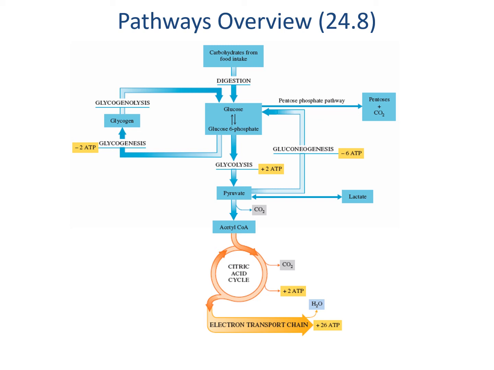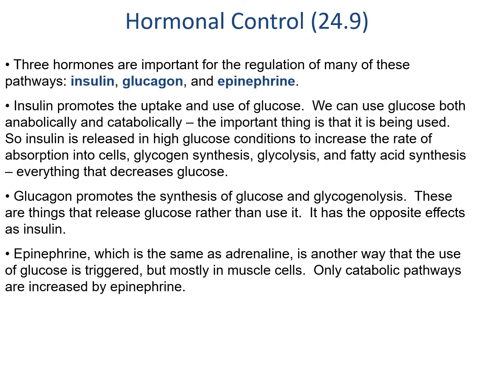When we need energy, the pathways that give us energy are likely to be active. When we need glucose, the pathways that give us glucose are likely to be active. When we need to get rid of glucose, the pathways that use glucose are likely to be active. All of this lays an important foundation for understanding hormonal control of metabolism. We have three major hormones that regulate our metabolism in really broad ways: insulin, glucagon, and epinephrine, which is essentially the same as adrenaline.